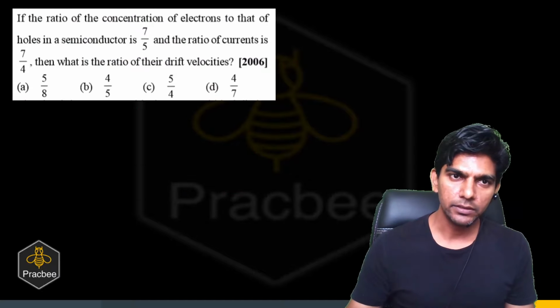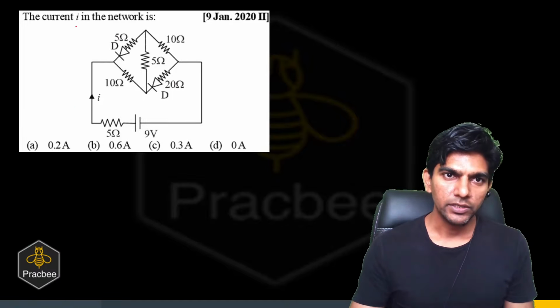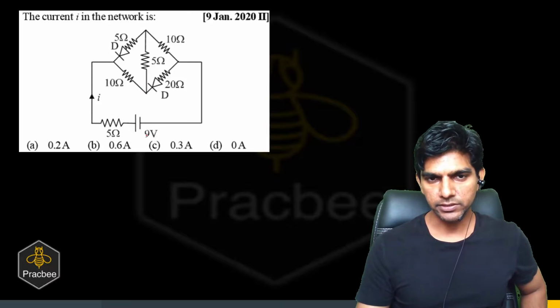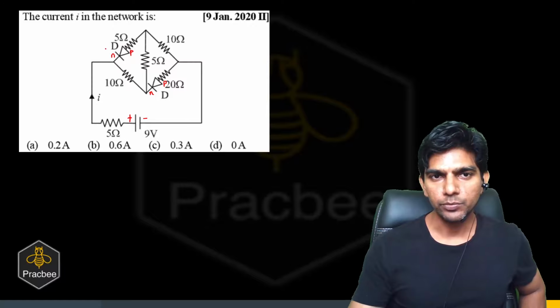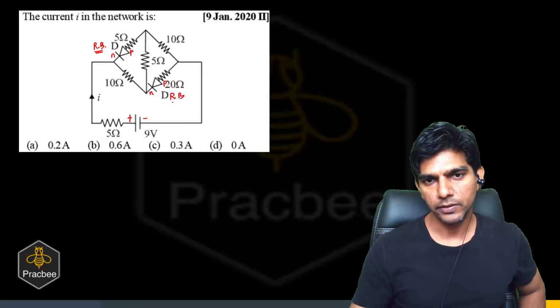Now let us see another question. We need to find the current I in the network. We are given 2 diodes, 6 resistors and a battery like this. Can you see the N side of the diode is connected to the high terminal, and the P side is connected to the low potential? So we can say both these diodes are in reverse biased mode.